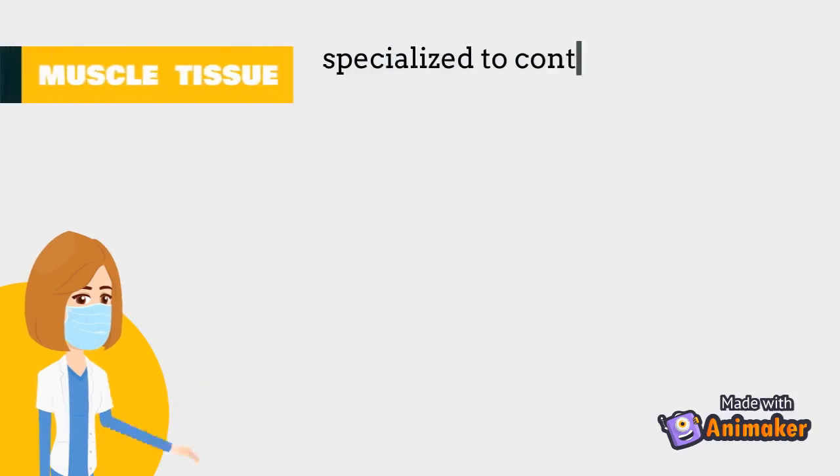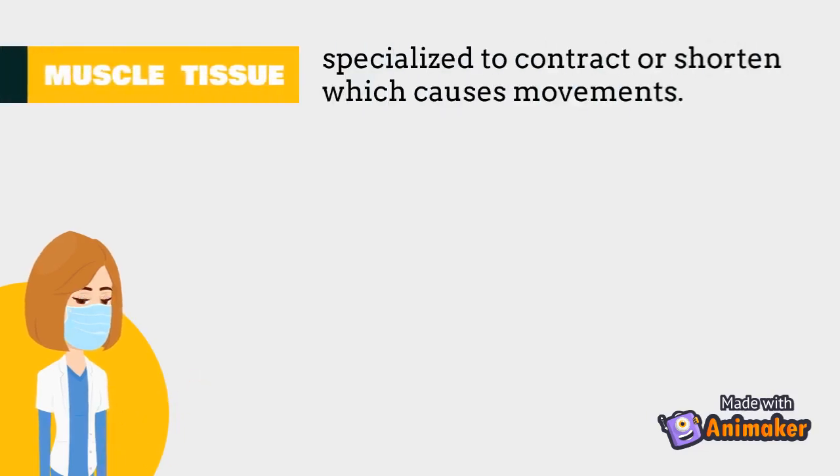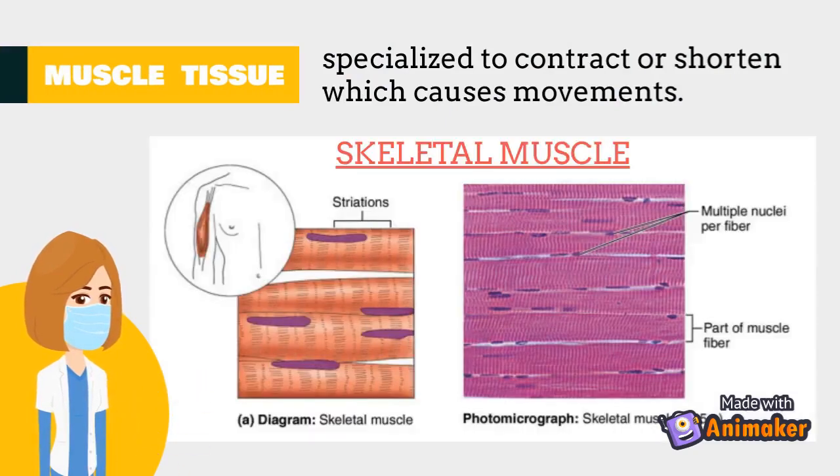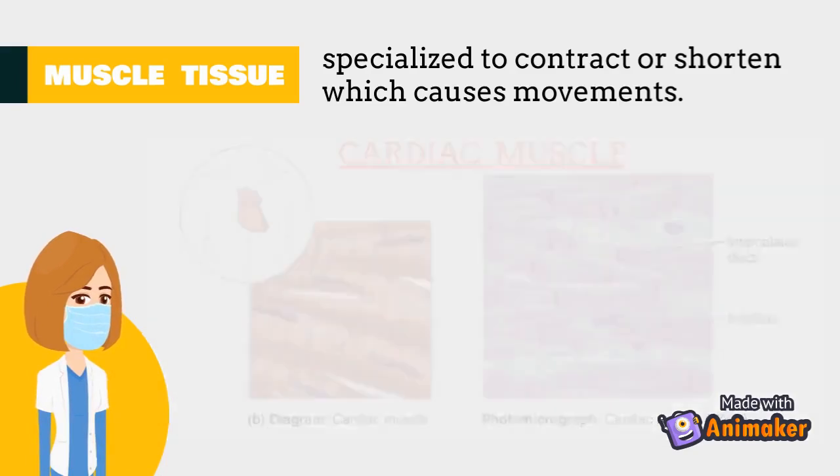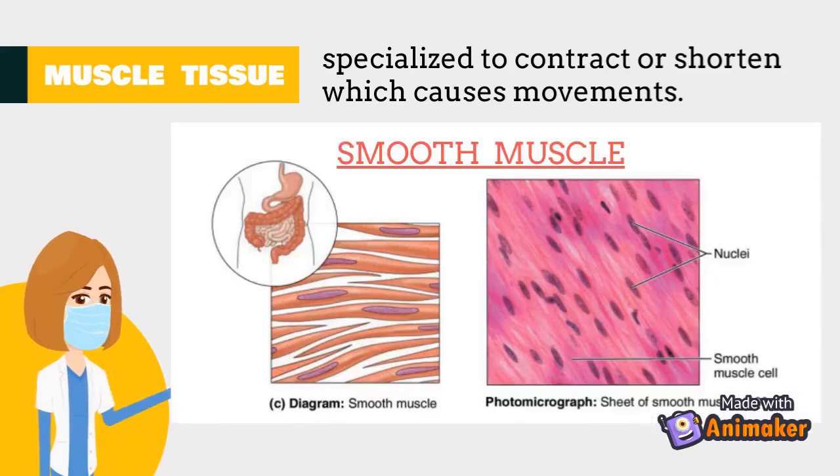Muscle tissue is highly specialized to contract or shorten, which causes movements. There are 3 types of muscle tissue. The skeletal muscle attached to the skeleton results in gross body movements when contracted. Cardiac muscle found in the heart wall works to keep your heart pumping through involuntary movements. And smooth muscle found in the walls of hollow organs moves food through the digestive tract.